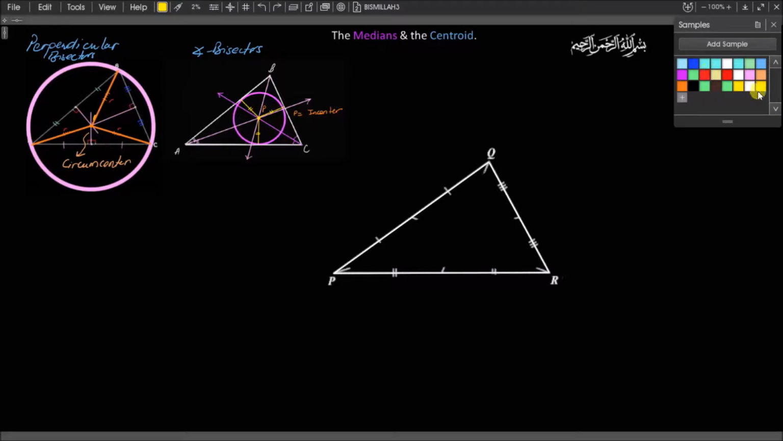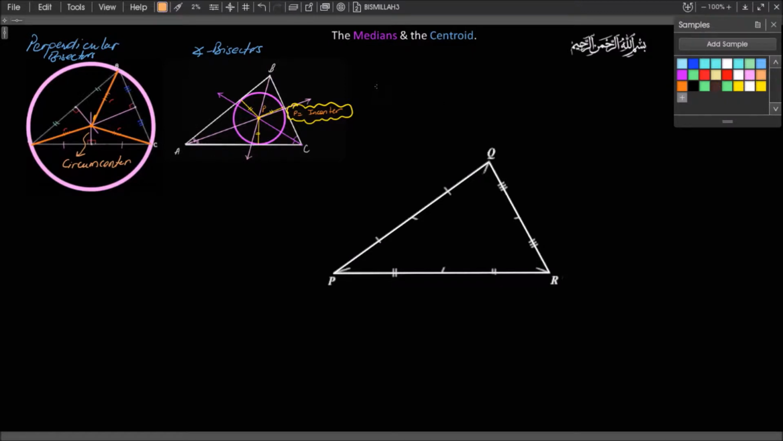And then we talked about the angle bisectors. And the angle bisectors were also concurrent, and the point of their concurrency was the incenter, and that too was very special, in that that was the center of the circle that is inscribed in this triangle. So we talked about the perpendicular bisectors and the angle bisectors and the circumcenter and the incenter respectively.